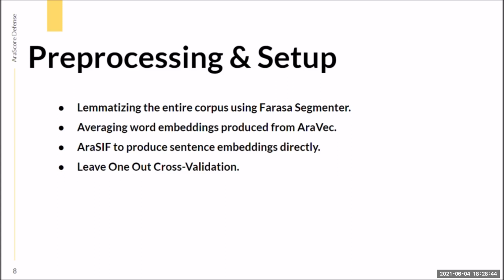First, we use AraVec. So we produce a word embedding for each word in the sentence, and we average all of these embeddings to produce one fixed embedding that is representative of the sentence. So it's basically generating a sentence embedding by calculating the average of all word embeddings in the sentence. We also use AraSIF to generate the sentence embeddings directly. Later on, we will compare both techniques and the results. And since the dataset sizes are small, we use leave-one-out cross-validation.